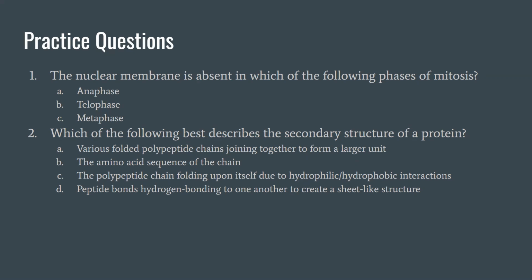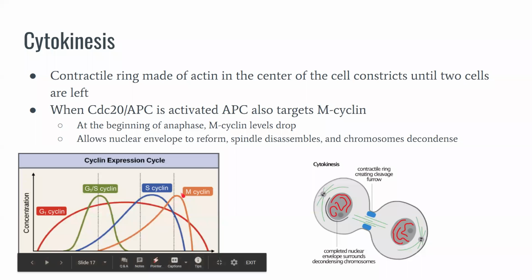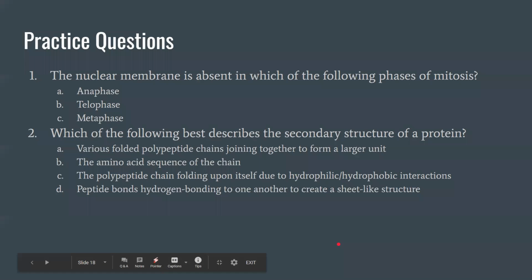So technically, it doesn't reform until telophase and cytokinesis. So remember what I talked about here, at the beginning of anaphase is when these levels drop, but they don't actually reform until cytokinesis, and all of this happens during cytokinesis. So the nuclear membrane is absent in anaphase because this is when the levels are dropping. Metaphase, it's definitely still absent because levels of M cyclin haven't decreased yet. But the nuclear envelope reforms in telophase or cytokinesis kind of together. And that's why A and C are the correct answers.